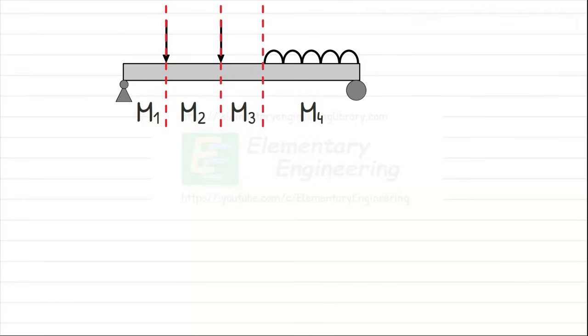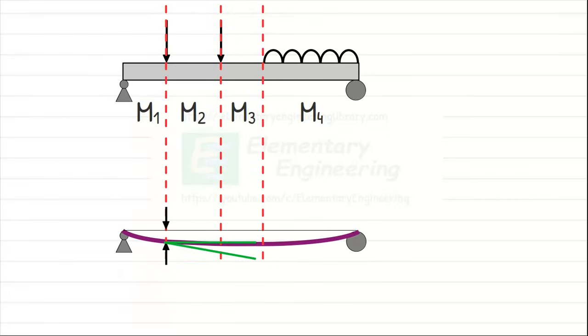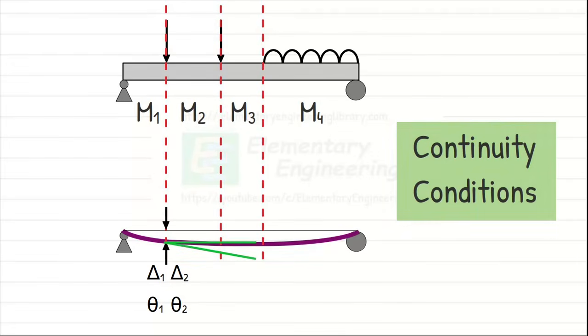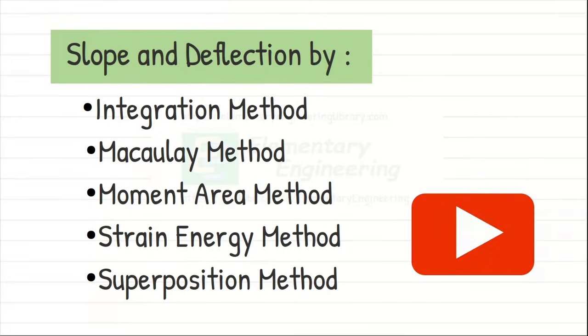The important thing to understand is that even though we have divided the beam into sections, it is still one continuous piece. That means the beam cannot suddenly break or form a sharp corner at the junction between two sections. So both the deflection and the slope must remain continuous. In other words, the deflection and slope at one end of one section must be equal to the deflection and slope at the beginning of the next section. These are called continuity equations, and we use them along with the boundary conditions to determine the remaining constants of integration. This is just one of many methods used to determine slope and deflection of beams. In the coming videos, we will explore some other methods as well.